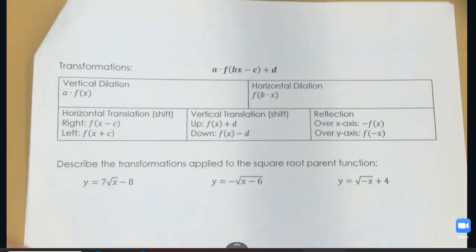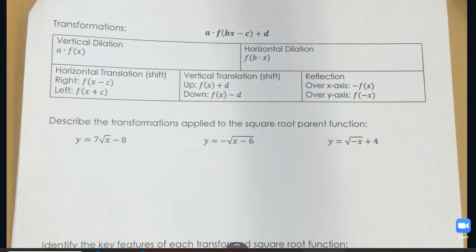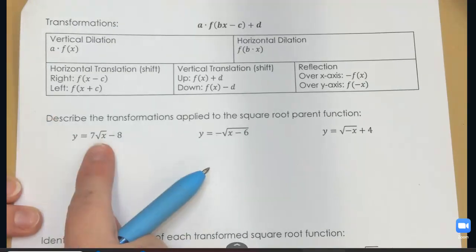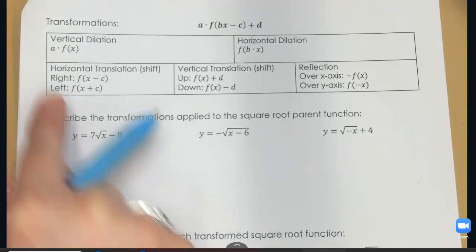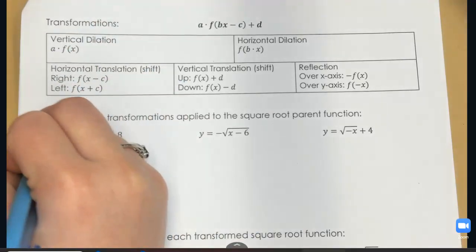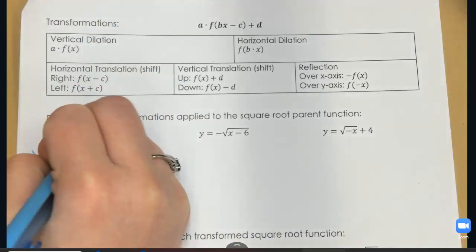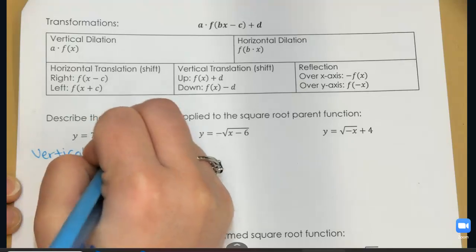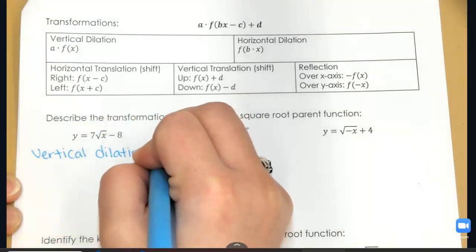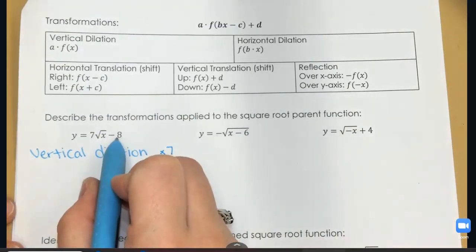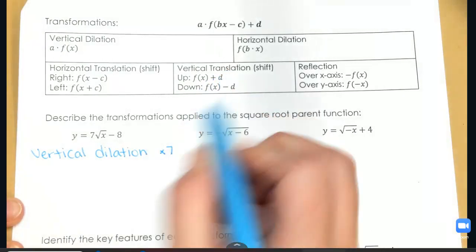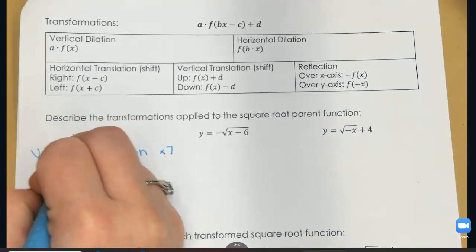Okay, we are going to look at some transformations now. The formatting is the same as far as your vertical, horizontal dilations, vertical and horizontal shifts, and your reflections. So jumping into this first equation here, that 7 on the outside tells me it's a vertical dilation, and that is going to be by a factor of 7. And then the minus 8 on the outside tells me that this is a vertical shift down, so we are going down 8.